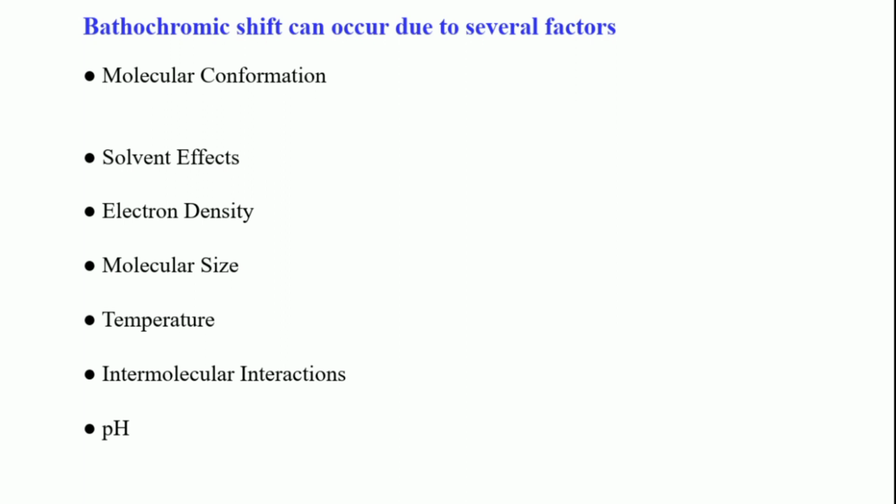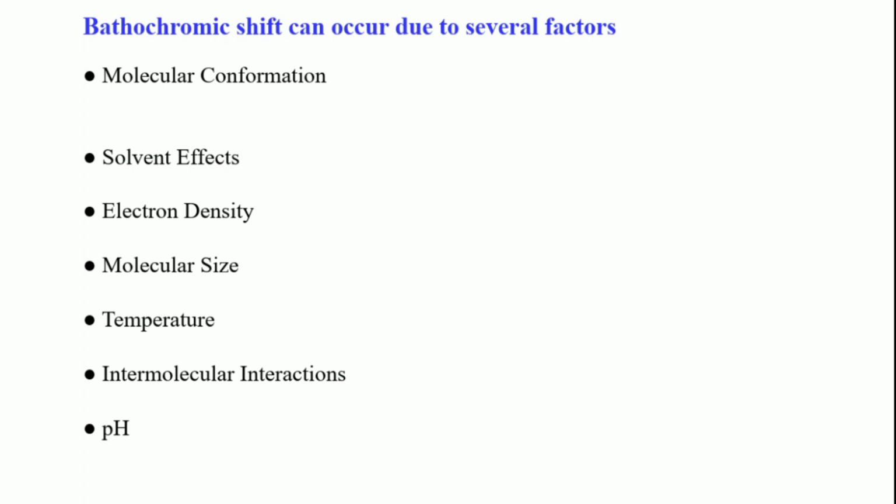Changes in pH can alter the protonation state of a molecule. In turn, it can affect its electronic properties and lead to a bathochromic shift. Molecules can interact with each other through non-covalent interactions like hydrogen bonding or van der Waals forces. These interactions can affect the electronic structure and cause a bathochromic shift.